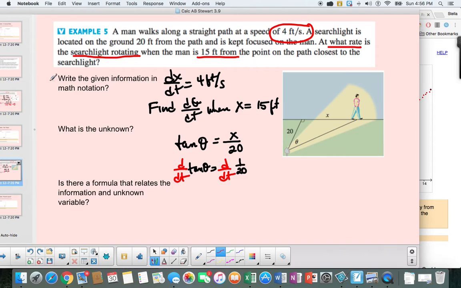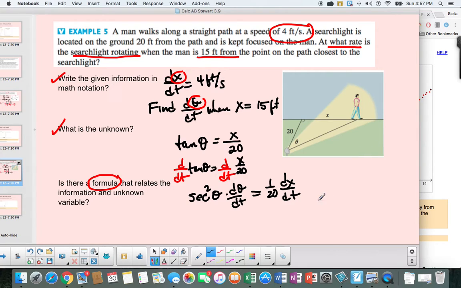So I've changed everything into math notation. I found out what is unknown, and now I need to look for a formula that relates x and theta. That's going to be our tangent function. Tangent theta is equal to x over 20. Now I'm going to take the derivative, and this gives me secant squared theta, using the chain rule, d theta/dt, is equal to, and I think I should have had an x here, 1/20th dx/dt.